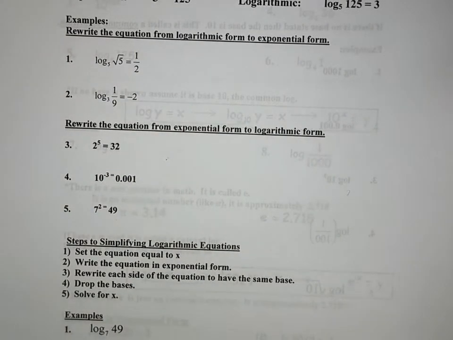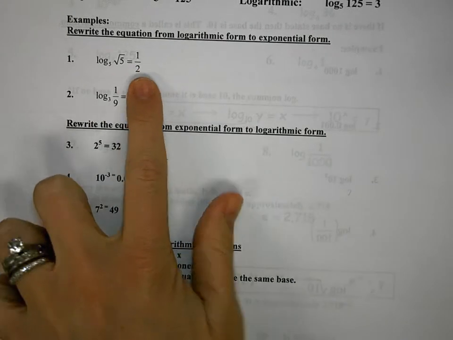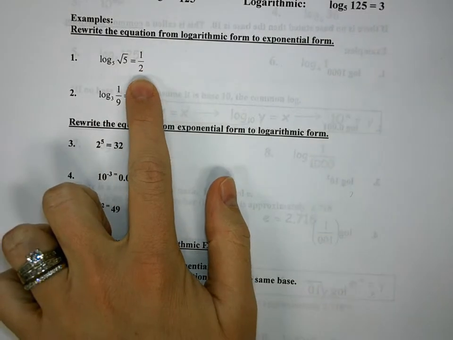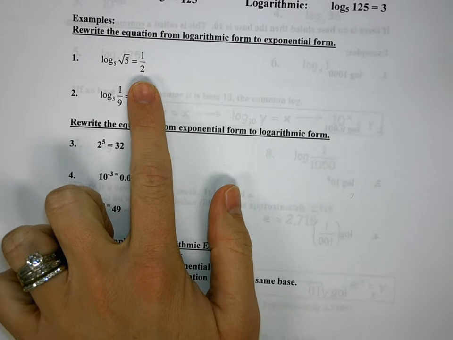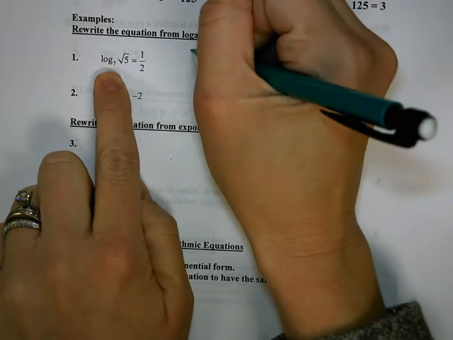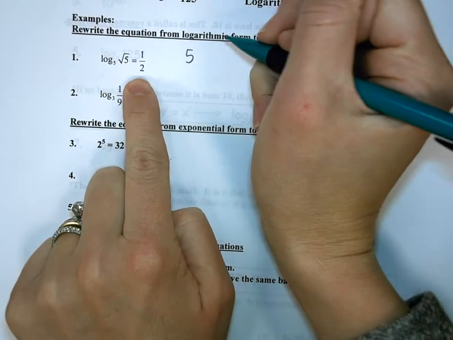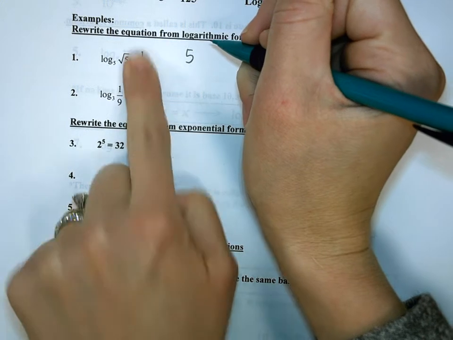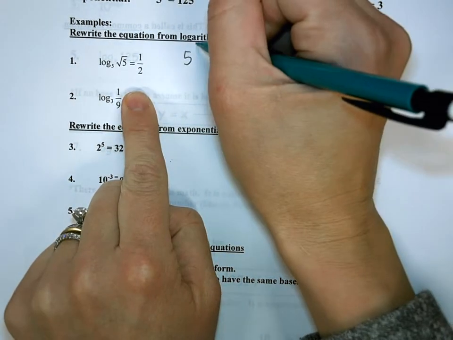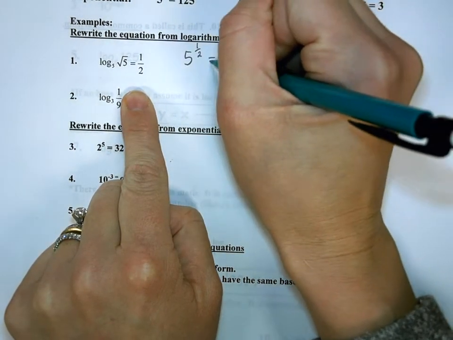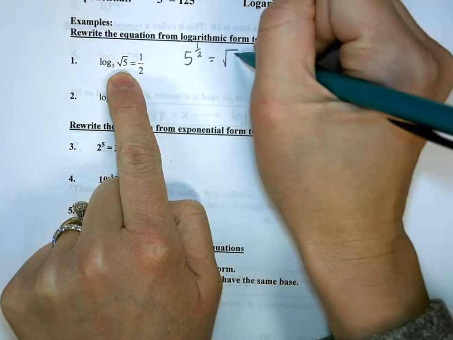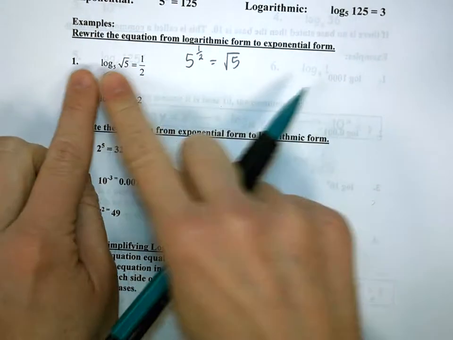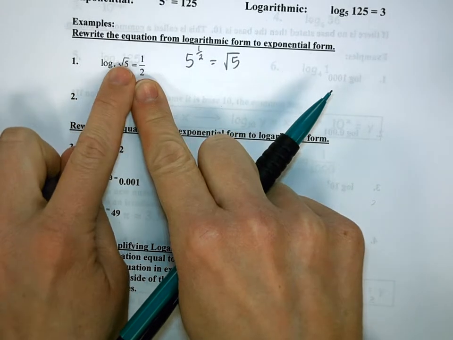Okay, so Adam, do you know how to change this into exponent form? Yes, you do. What is the base? 5. So it's going to be 5 to the 1/2 power equals the square root of 5. So it's always the base to this exponent gives you that answer.